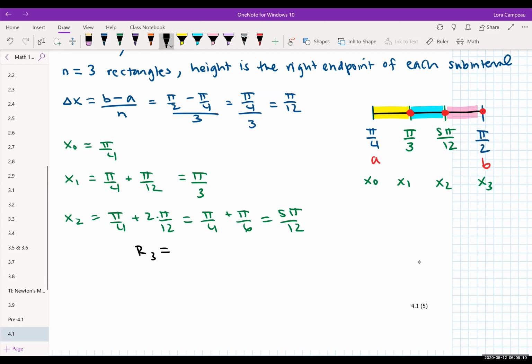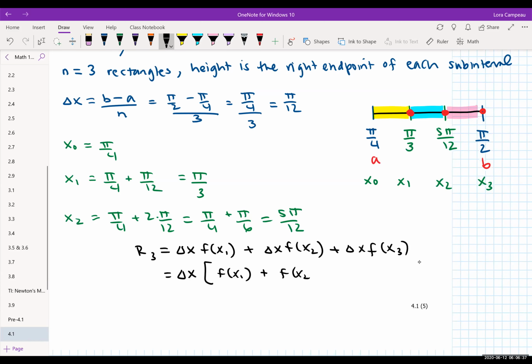R sub 3 is calculated by delta x times your function evaluated at x of 1, plus your function evaluated at x of 2, plus your function evaluated at x of 3. See how we're taking all the right-hand endpoints. If you're interested in simplifying the algebra, you end up seeing f of x sub 1, f of x sub 2, and f of x sub 3 if you factor out the delta x. Saves a little time.